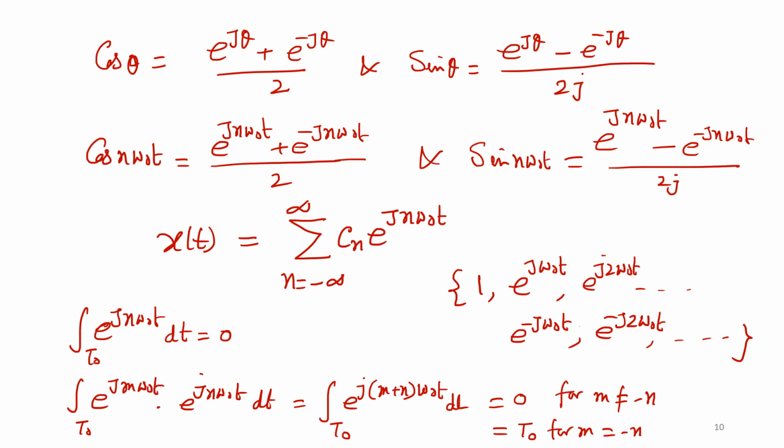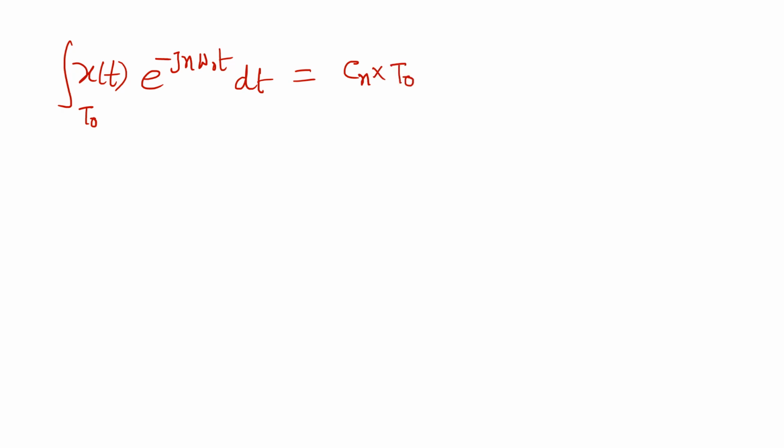Okay, that means to extract the Cn, we have to multiply both sides with its negative component, e to the power minus j n omega naught t. So with this x(t), we will multiply e to the power minus j n omega naught t, and then integrate it for one time period T0. What we will get? We'll match with the Cn only, and that time the integration value will become only T0. So from here we can calculate Cn. Cn is 1 upon T0 integration x(t) e to the power minus j n omega naught t dt.